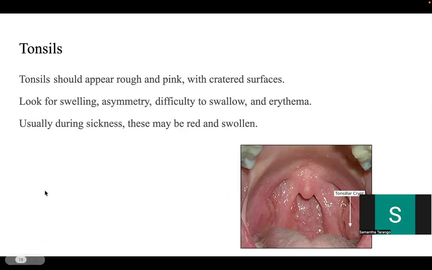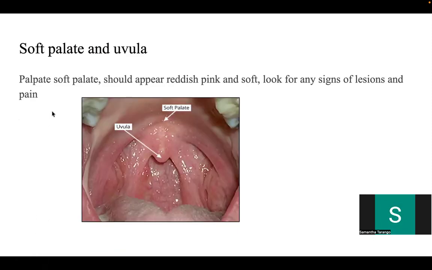The tonsils should appear rough pink with brighter surfaces. Look for swelling, asymmetry, difficulty to swallow. Usually during sickness, this might appear red or swollen. And always ask your patient if they have been sick or if they feel like they're going to be sick. The soft palate and the uvula, papilla, should appear reddish pink and soft. Again, look for any signs of lesions and pain.